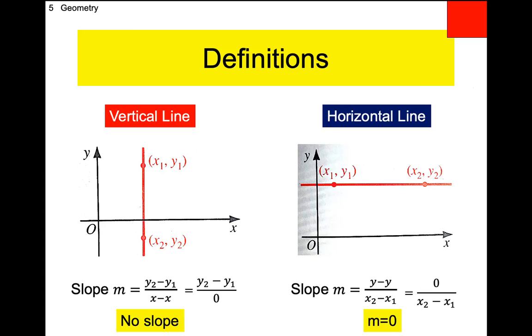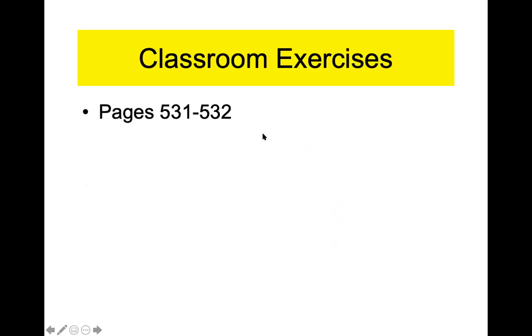All right, why is this a good thing? Well, if they give you a vertical line, you don't need to do any calculation. You write no slope. They give you a horizontal line, there's no calculation necessary. You just put the slope is 0. If it's a diagonal line of any sort, then you've got to apply the formula.